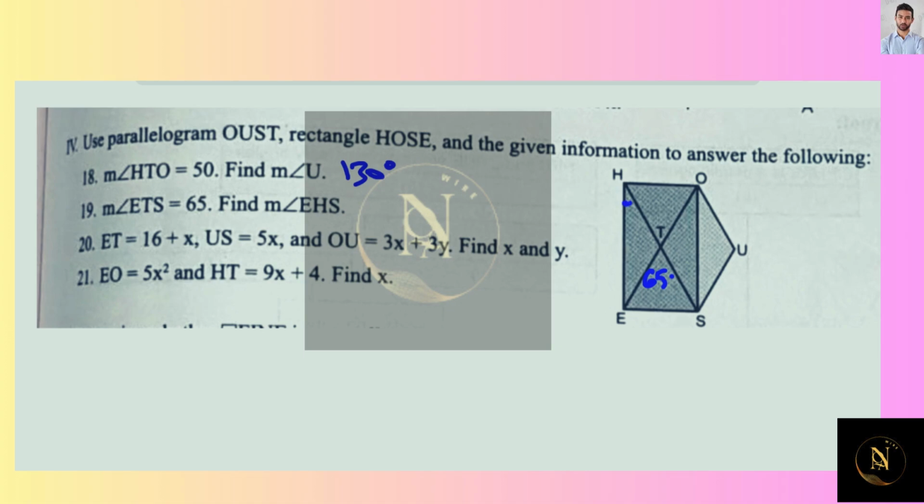EHS would be this angle here. All right, so one way to do this would be, let's get into that triangle by subtracting 180 and 65. That's 115 degrees. Now we're inside the triangle. This is an isosceles triangle in a rectangle. So 180 minus 115, and we're back to the 65, but split equally in two would be 32.5 degrees.